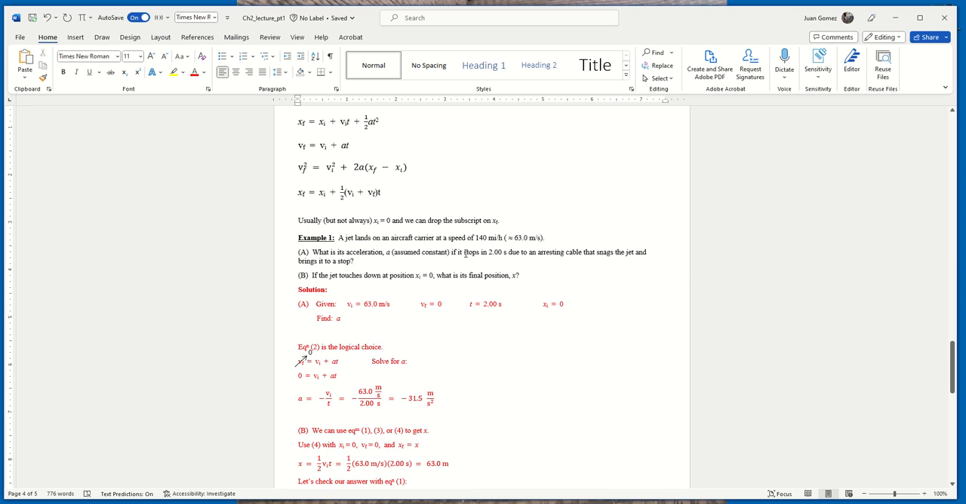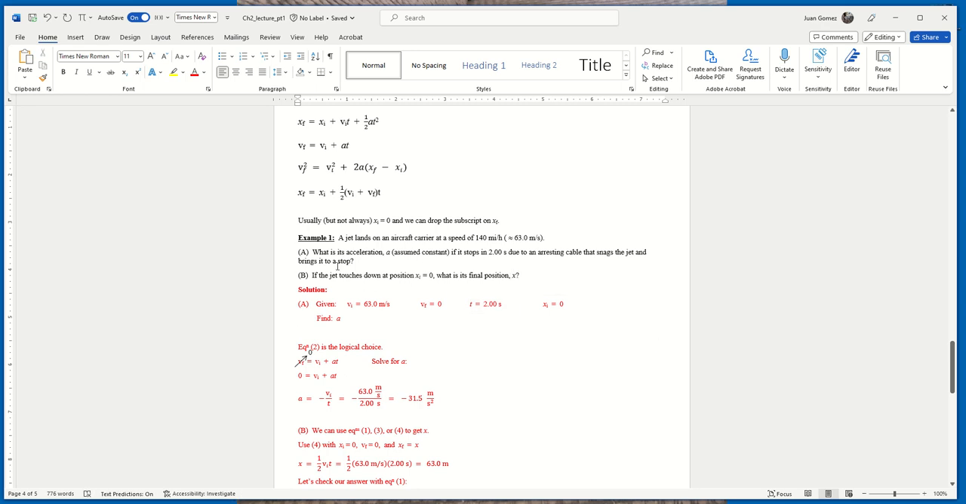Well, remember, if it stops, what does that tell you about V final? That tells you that V final is 0. Well, it lands on the aircraft carrier at 63 meters per second. That's your V initial. So you know you're given VI, VF, and we know that it stops in 2 seconds. So that's your time.